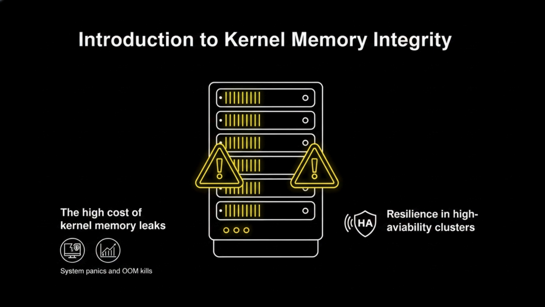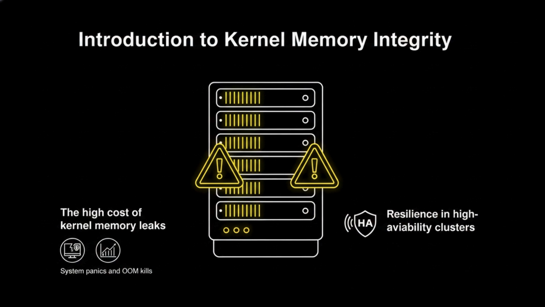In the world of ultra-scalable systems, a single kernel memory leak isn't just a bug, it's a silent killer of high-availability clusters. As senior architects, you know that system panics and OOM kills often result from slow burn leaks in the kernel space. While user space debugging tools are plentiful, monitoring the kernel requires a more surgical approach.